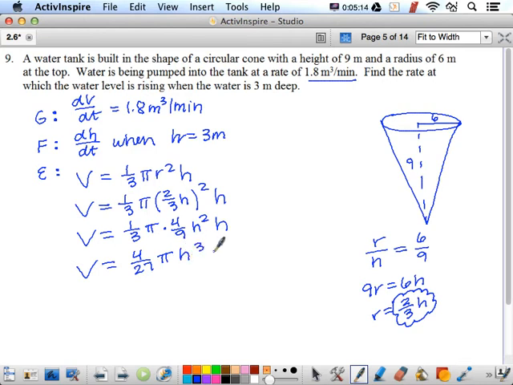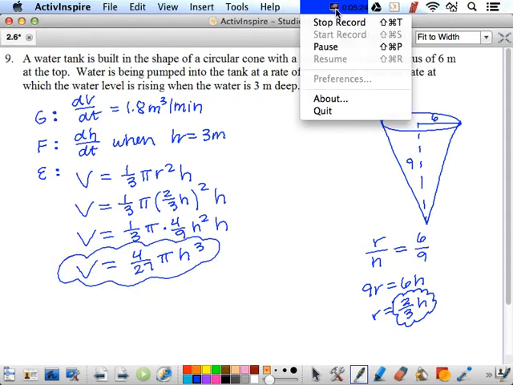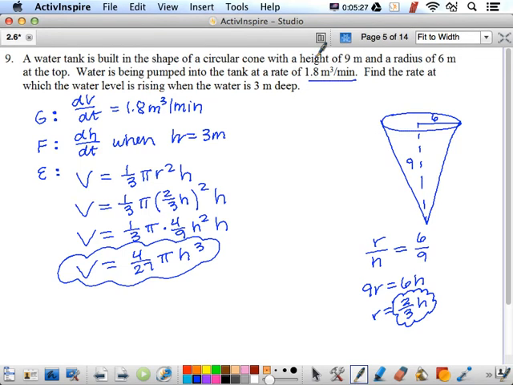That's a much easier equation to take the derivative of and to substitute into later. So we're gonna pause right here and see if you have any questions. If we continue here, we take the derivative, we have dV/dt is equal to 3 times 4/27, which is just 4/9, pi h squared dh/dt. And all you have to do is substitute in everything except dh/dt and solve it from there.